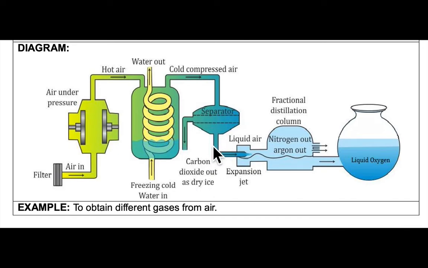Then liquid air passes through this. Here an expansion jet is there, so there is the fractional distillation column, and here heat is provided and nitrogen comes out here, and then argon comes out, and then again the temperature is decreased and we can get liquid oxygen in this.